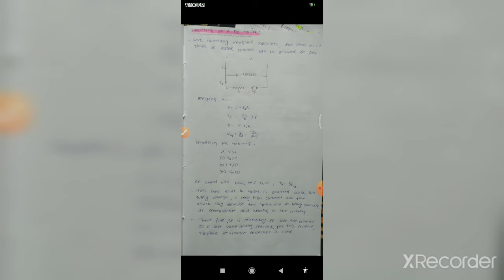This shows that if the motor is started with full supply voltage, a very high current will flow, which may damage the motor due to heavy sparking at the commutator and heating of the winding. Therefore, it is necessary to limit the current to a safe value during starting. For this purpose, a variable resistance controller is used.